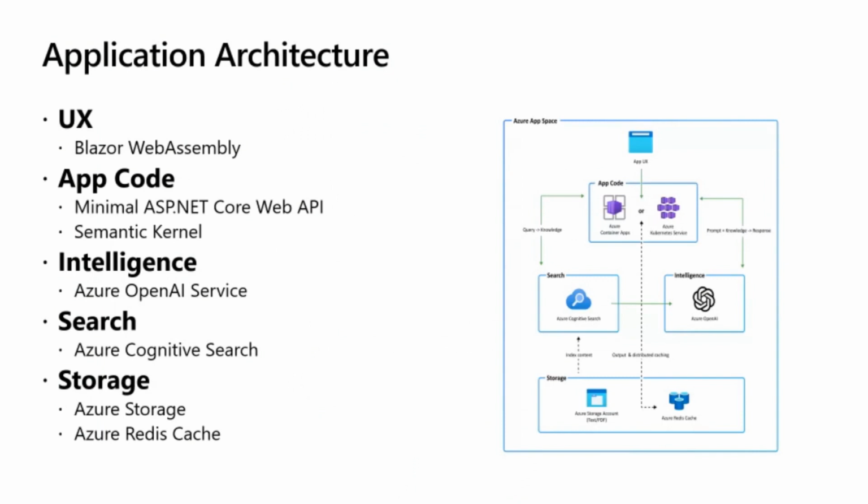First off, let's take a look at the technologies that are powering this application. For the front end, we're using a static web app built with Blazor WebAssembly. This is the UI that takes the user queries. Requests from the UI are handled by a minimal ASP.NET Core web API, and this is what orchestrates the interactions with the rest of the services. The backend also uses Semantic Kernel to orchestrate some of the AI workflows. And the AI components that are used for intelligence are powered by Azure OpenAI Service. Finally, the storage layers and search capabilities of the application are powered by Azure Cognitive Search, Azure Storage, and Azure Redis Cache.